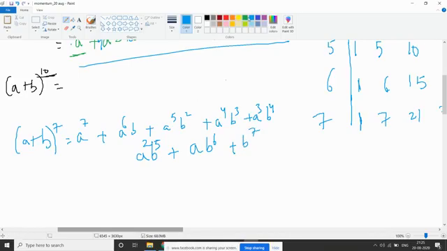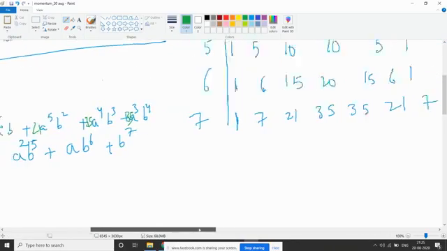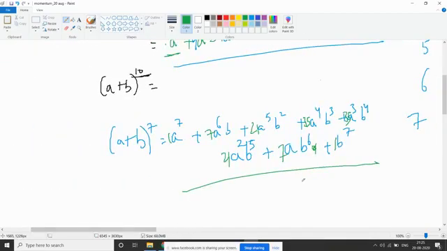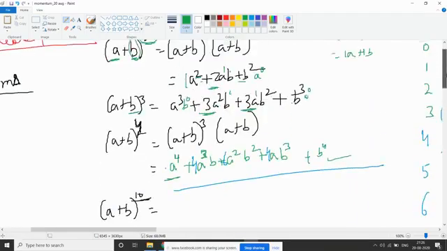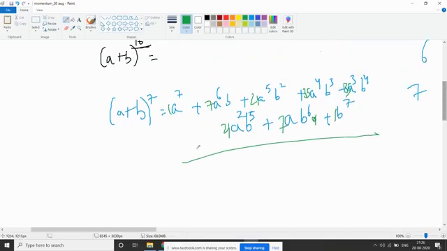Now let's write down the coefficients. So 1, 7, 21, 35, 35, 21, 7, 1. That's the answer. So that's how you can easily find out the expansion of two terms of any power. Okay. So one is the Pascal triangle method. Another is the binomial coefficient method that we will discuss later.